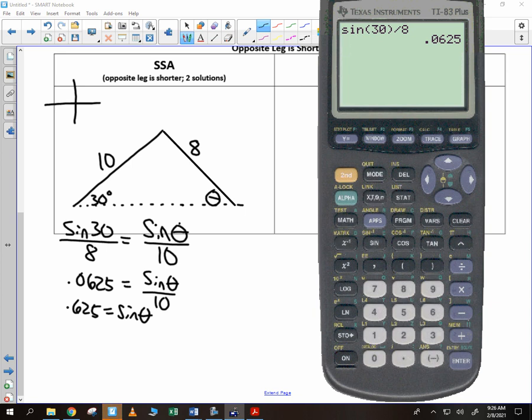In what quadrants is sine positive? All students take calculus. 1 and 2, right? So sine is positive here and sine is positive there. That means that sine has a value of 0.625 both in the first quadrant and in the second quadrant. What kind of angles are in the first quadrant? Acute angles or obtuse angles? Acute. So theta could be acute or theta could be obtuse.